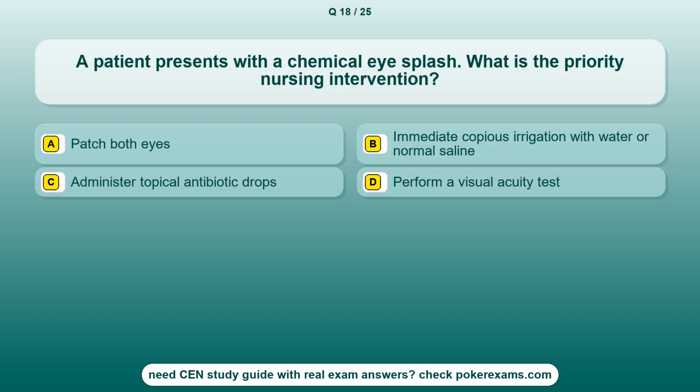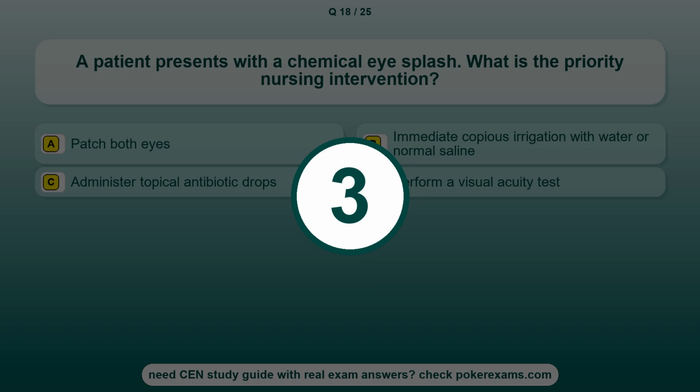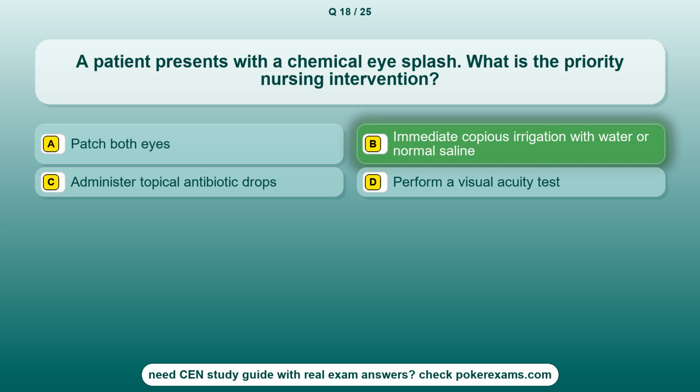Question 18. A patient presents with a chemical eye splash. What is the priority nursing intervention? Option A, patch both eyes. Option B, immediate copious irrigation with water or normal saline. Option C, administer topical antibiotic drops. Option D, perform a visual acuity test. The correct answer is option B, immediate copious irrigation with water or normal saline.